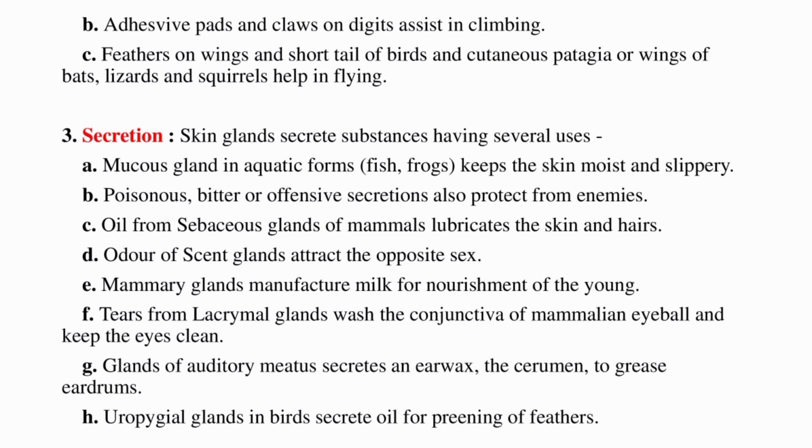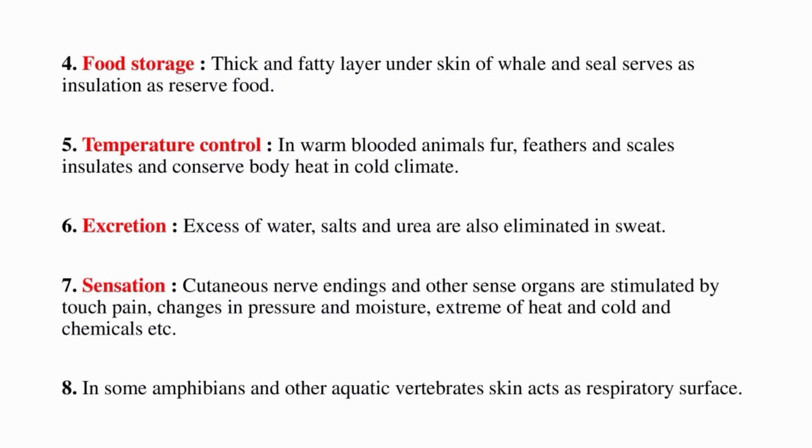Tears from lacrimal glands wash the conjunctiva of the mammalian eyeball and keep the eyes clean. Glands of the auditory meatus secrete an ear wax, the cerumen, to grease eardrums. Urophageal glands in birds secrete oil for preening of feathers. Food storage. Thick and fatty layer under the skin of whale and seal serves as insulation and reserve food. Temperature control. In warm-blooded animals, fur, feathers and scales insulate and conserve body heat in cold climate.